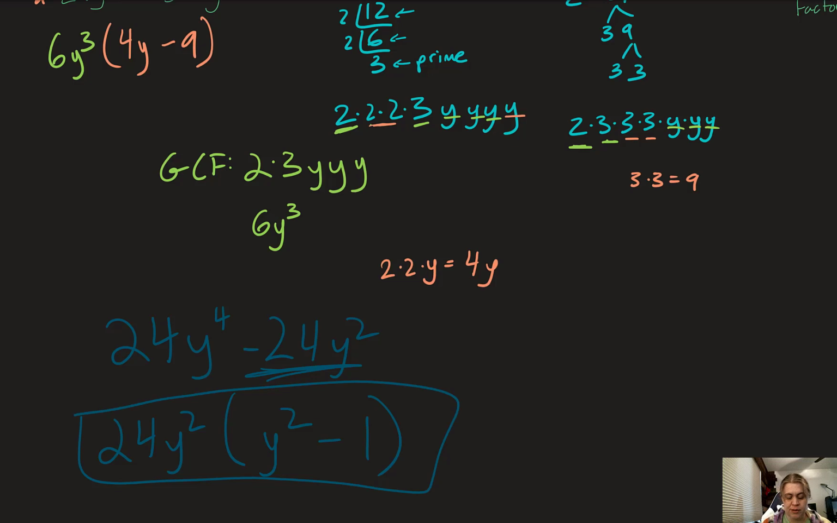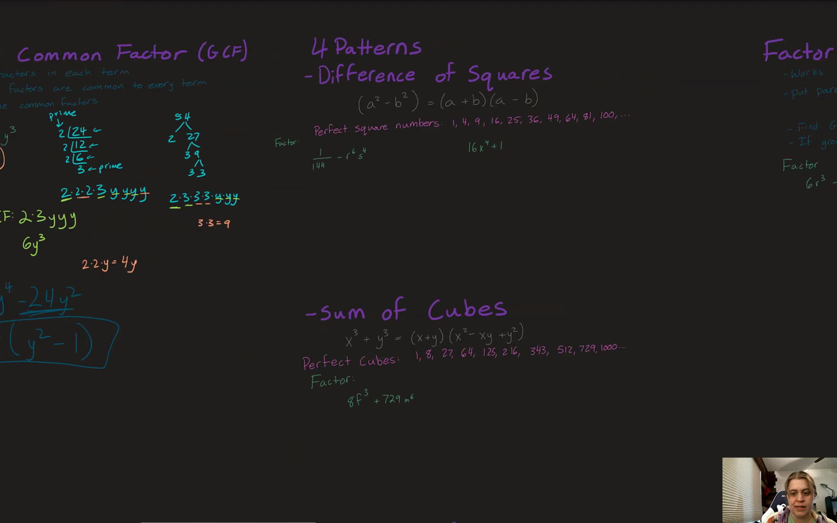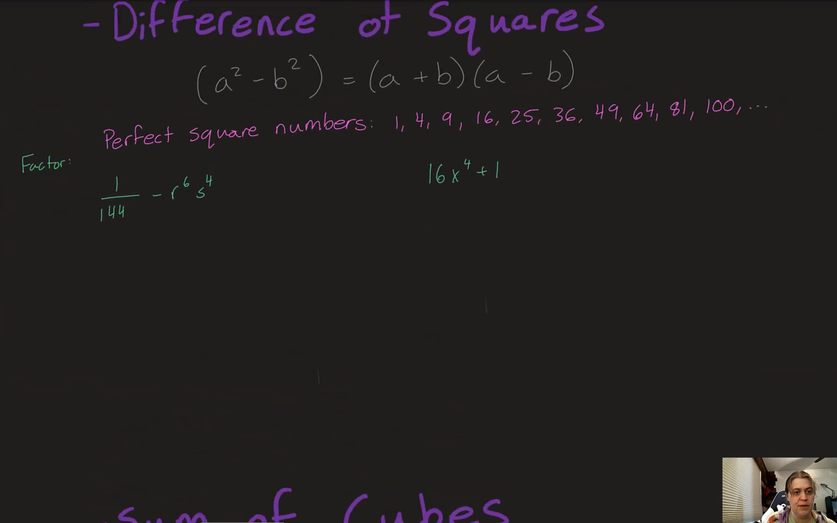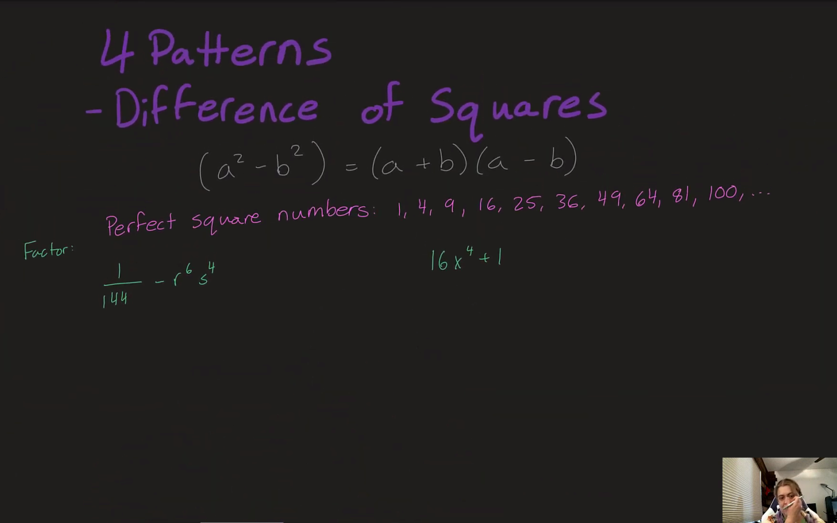Sometimes your GCF is one of your terms. Okay, so that's GCFing. Let's move on to our patterns. There's four of them. The first pattern that people like to talk about is the difference of squares. This is the one that you're going to see the most often as you're going throughout this course.